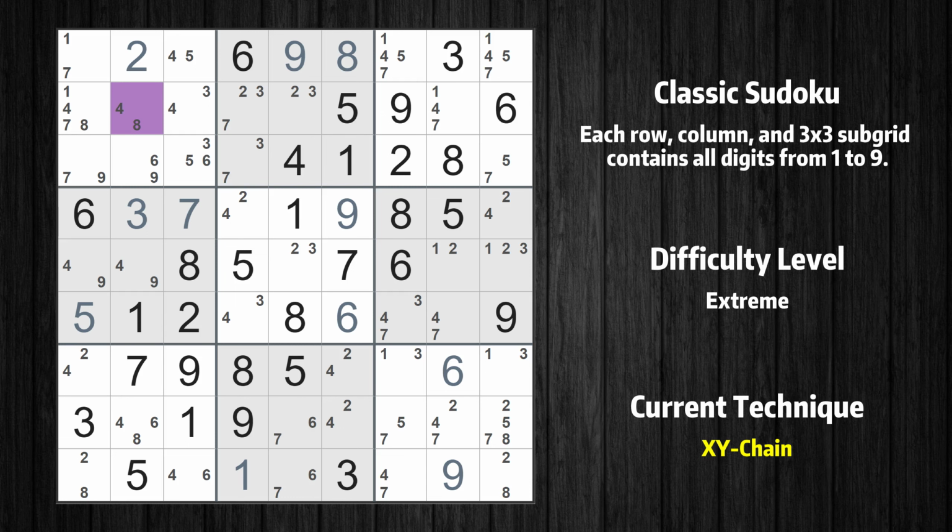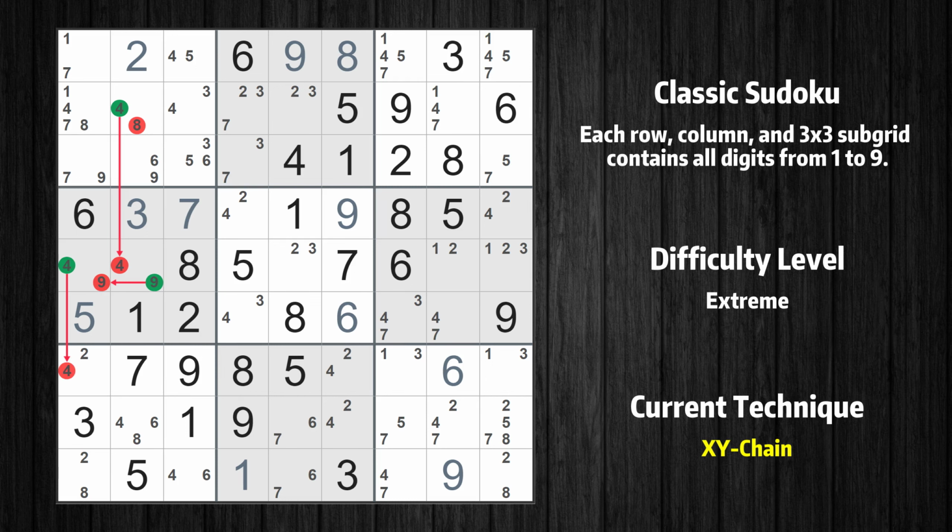There is an XY chain with 4 links that starts at row 2, column 2. This cell has only 2 candidates, 4 and 8. If the value of row 2, column 2 is not 8, then it has to be 4. Thus 4 cannot also be in row 5, column 2. If the value of row 5, column 2 is not 4, then it has to be 9. Thus 9 cannot also be in row 5, column 1.